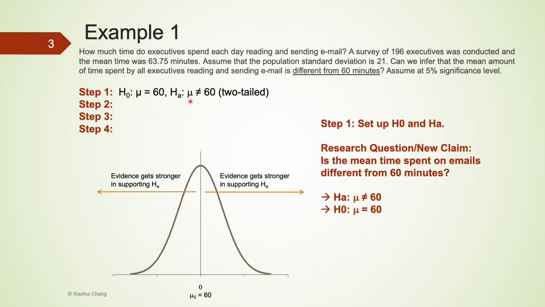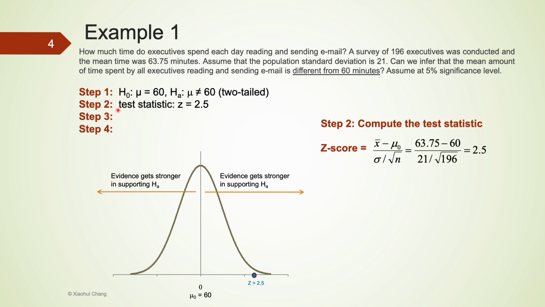If the alternative is mu not equal to 60, the null is going to be mu equals 60, because they are completely opposite of each other. From the sign of inequality in the alternative, not equal to, we know that this is a two-tailed test. Not equal to means much higher than 60 or much lower than 60. In the hypothesis test, we are looking for evidence in our data to prove that mu is not equal to 60, either much more than 60 or much less than 60 minutes.